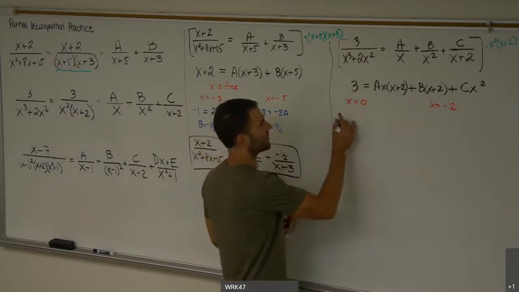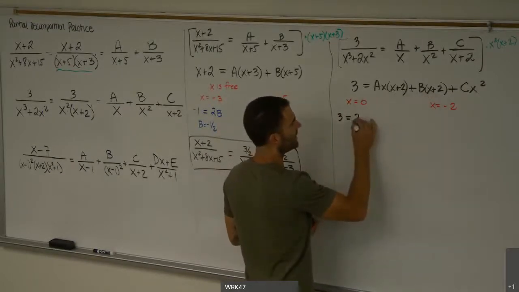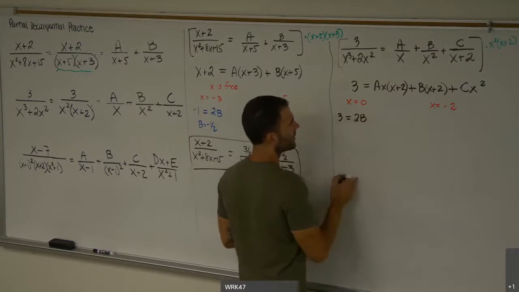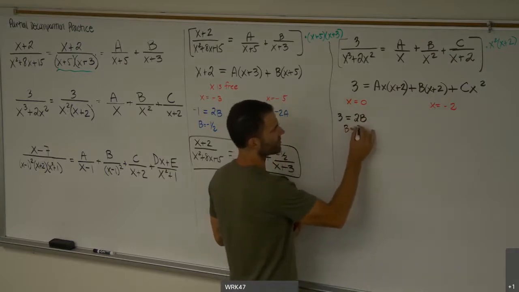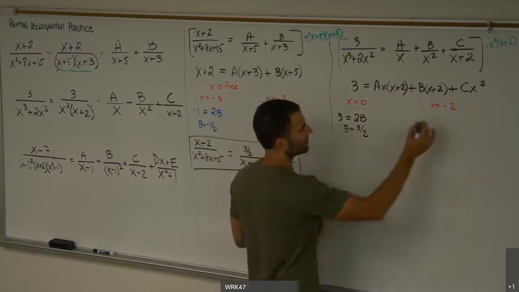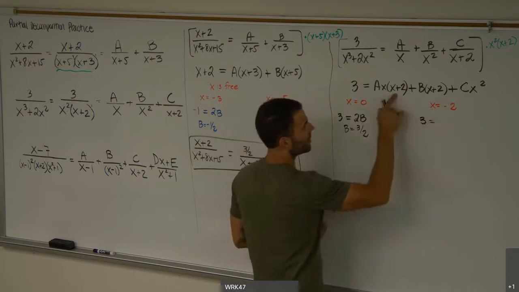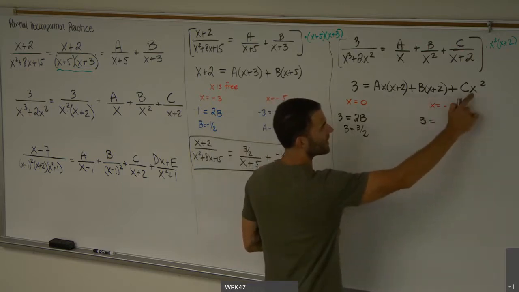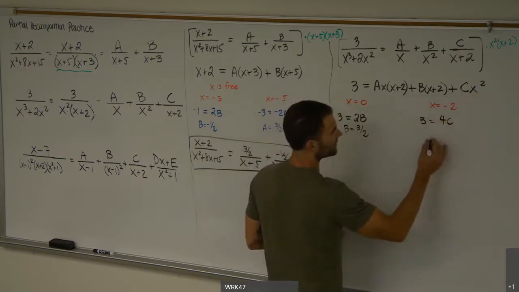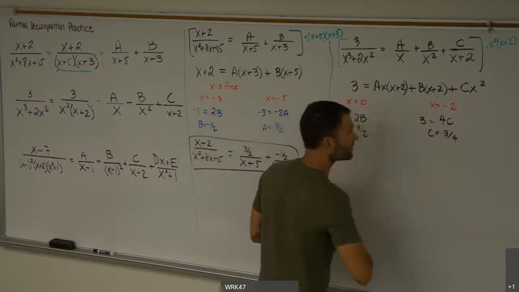So when I let x be 0, we get 3 equals gone, 2b, gone. And so that means b is 2/3. Or sorry, again, 3/2. When x is -2, well, on the left it's 3, it's constant, equals gone, gone, -2 squared is 4, so 4c. So c is 3/4.